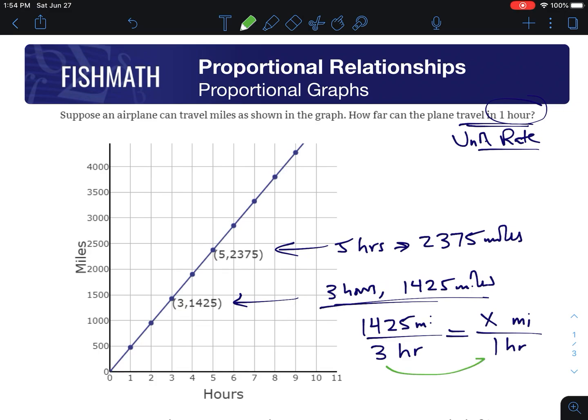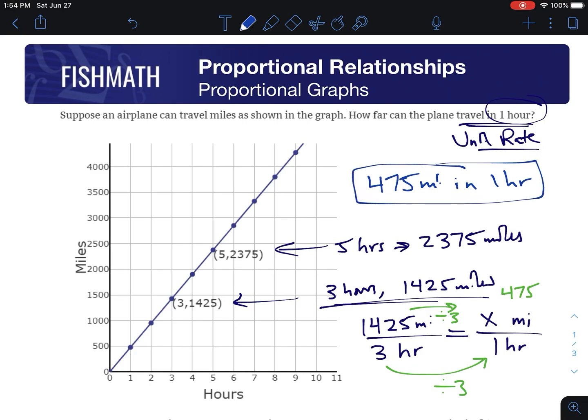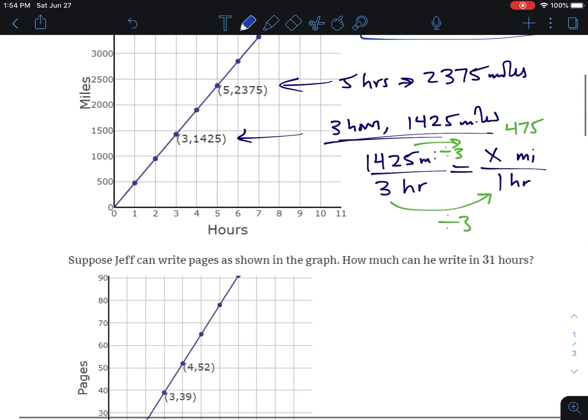Now to solve this proportion, we can just essentially scale down. 3 down to 1 would be dividing by 3. So we just take this 1,425, divide that by 3, and we'll get the unit rate. We'll get the number of miles in 1 hour. When you do that division, you get 475. So what that means is our unit rate is 475 miles in 1 hour. And that answers our question.